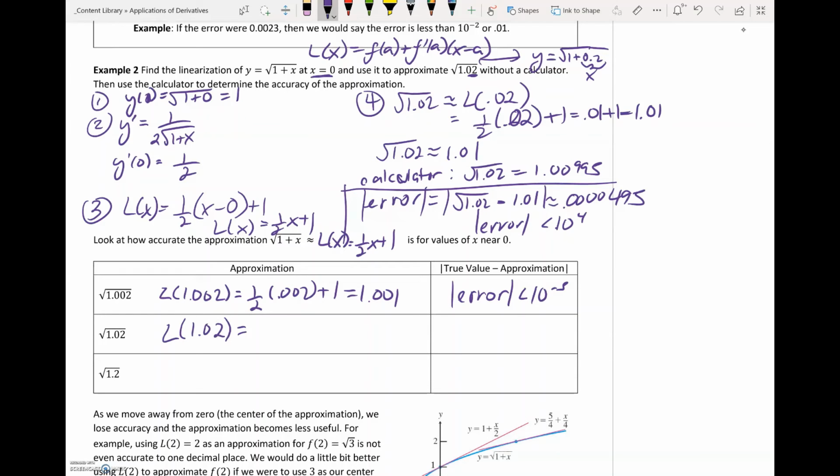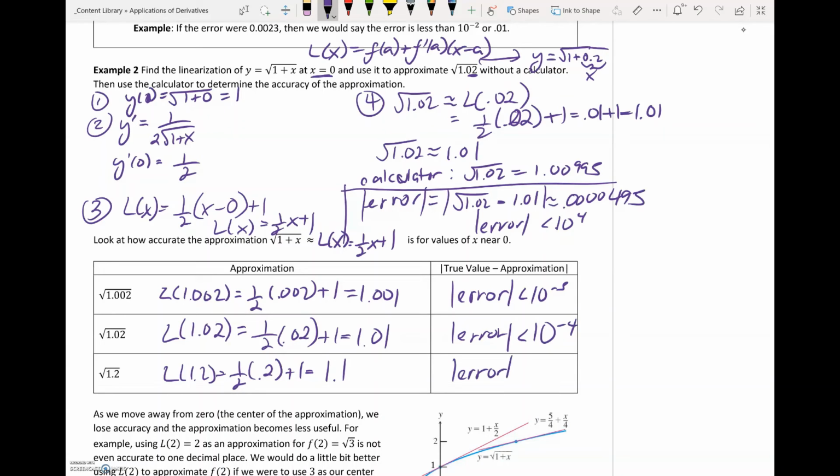And then if you want to do 1.02, this is 1.01, and we're going to get an error of less than 4 decimal places. And if we try the next one, if we want the root of 1.2, that's 1/2 times 0.2 plus 1, which is going to give us 1.1. This will actually give us an error of less than 2 decimal places.